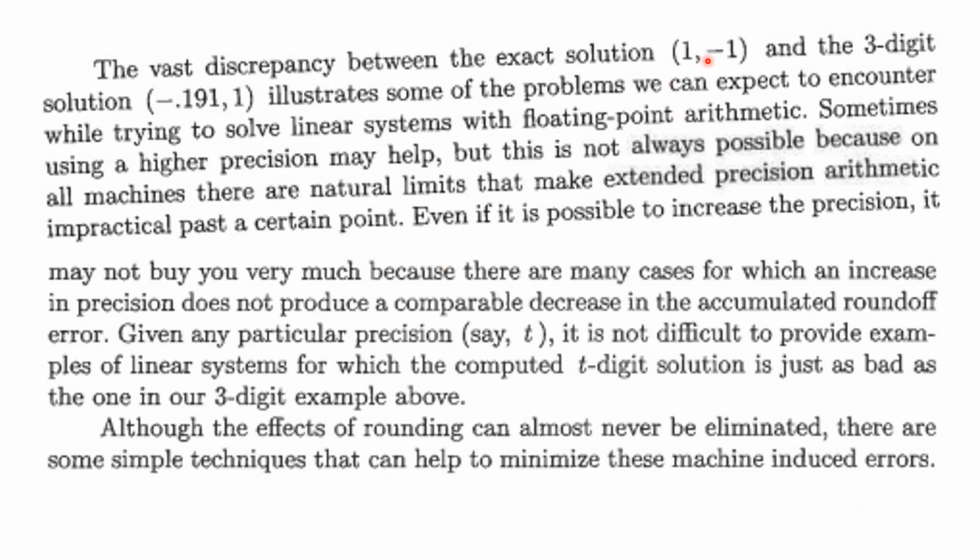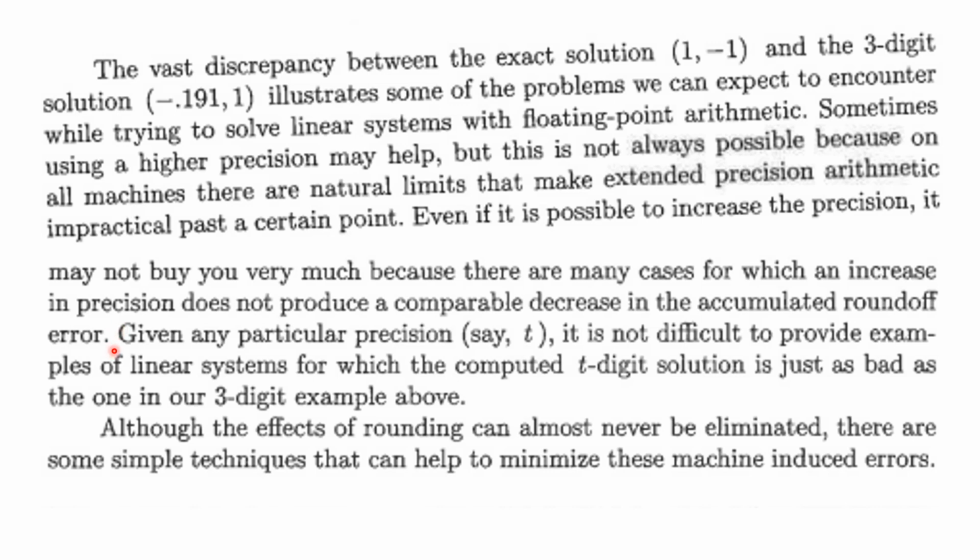The vast discrepancy between the exact solution and this solution, actually both of those were wrong, I'm sorry, illustrates some of the problems that we can expect to encounter when trying to solve linear systems with floating point arithmetic. Sometimes using a higher precision may help, but this isn't always possible because all machines have natural limits that make extended precision arithmetic impractical past a certain point. And even if it's possible to increase the precision, it may not buy you much because there are many cases for which an increase in precision does not produce a comparable decrease in the accumulated round-off error.